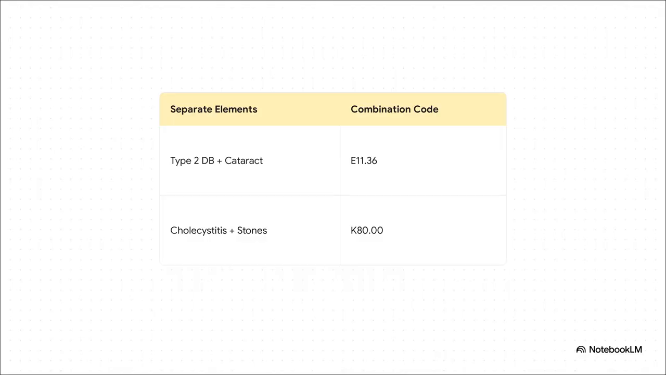Let's put this into perspective with a real-world example. Say a patient has type 2 diabetes and a cataract. Instead of coding those two things separately, the system literally swallows them both and unifies them into a single code, E11.36. The exact same thing happens with acute cholecystitis and cholelithiasis. So sudden gallbladder inflammation plus gallstones. Bam, they combine into K80.00. That is the magic of combination codes.